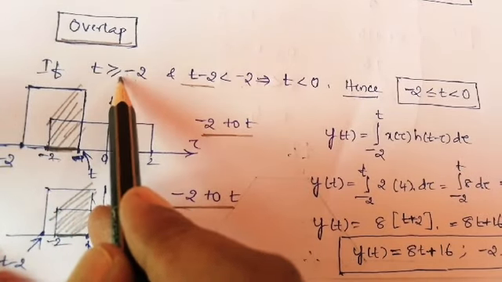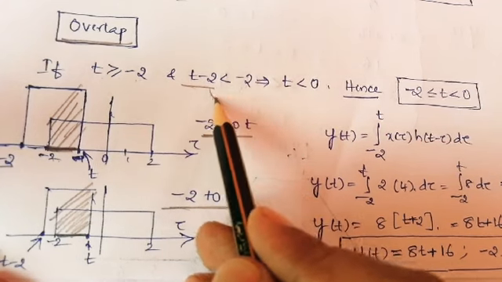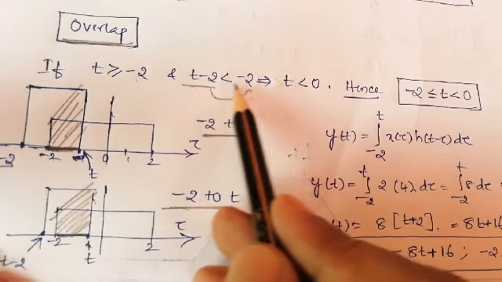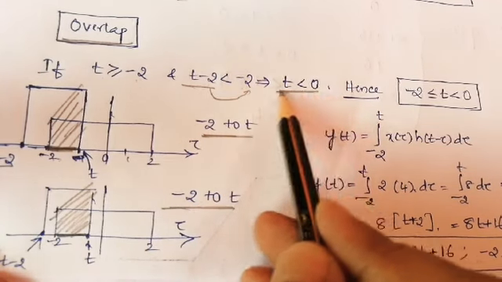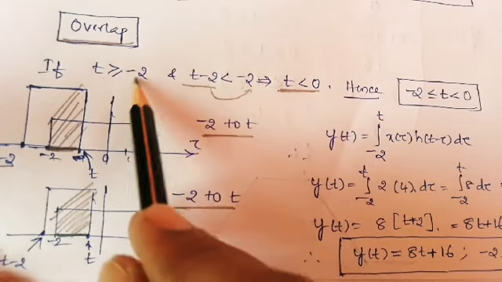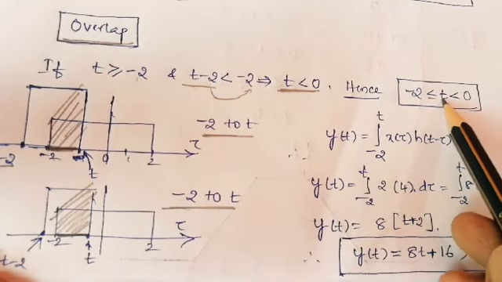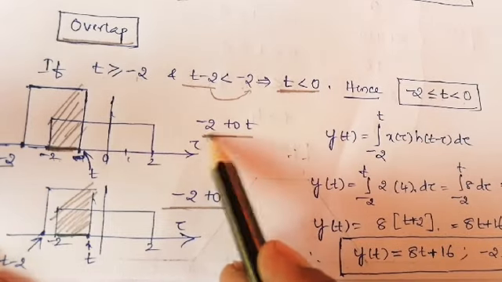t is greater than or equal to minus 2, and t minus 2 is less than minus 2. Hence if you take minus 2 to this side, it becomes plus. Minus 2 plus 2 becomes 0. Hence t is less than 0. So in concise form we can write the value of t is greater than or equal to minus 2 and less than 0. Hence the limits become minus 2 to t.